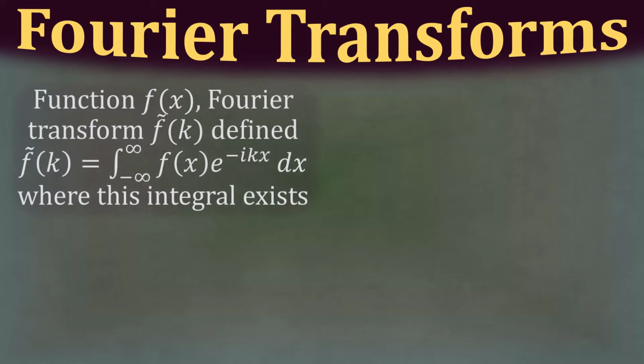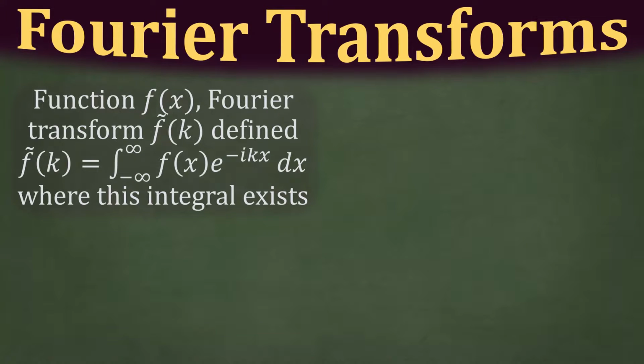For a function f of x, the Fourier transform f tilde of k is defined by f tilde of k is equal to the integral from minus infinity to infinity of f of x times e to the minus ikx dx, where this integral exists.